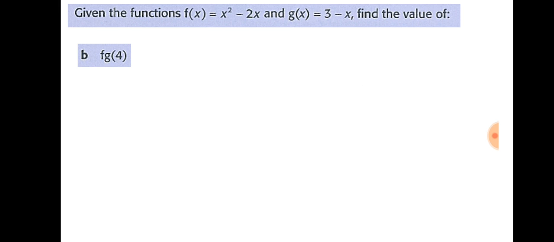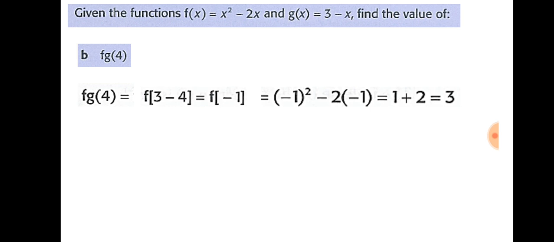We need to find f of g of 4. We can write this as f of, instead of g of 4, we write 3 minus 4, which is equal to f of minus 1. Now replace x with minus 1 in function f. We get 3.